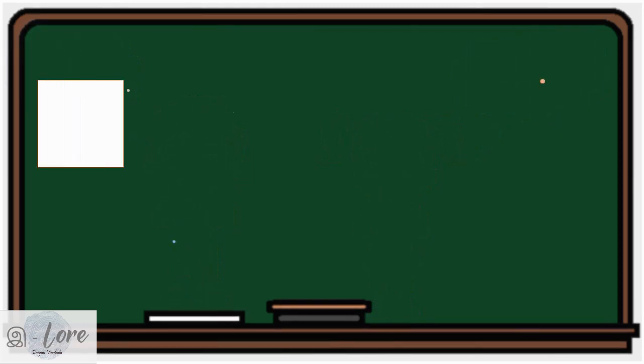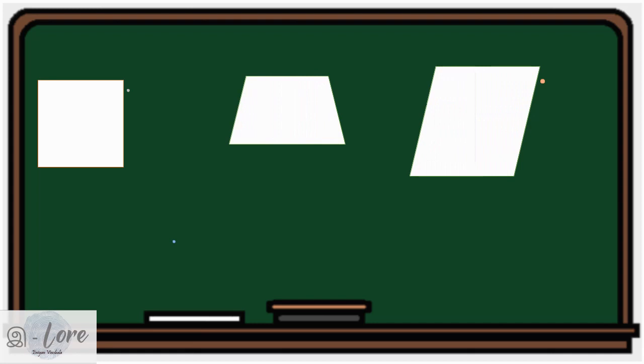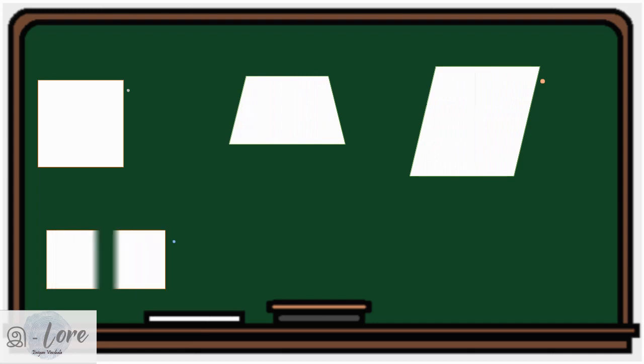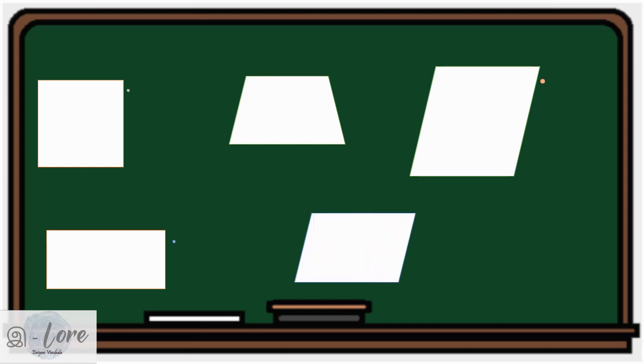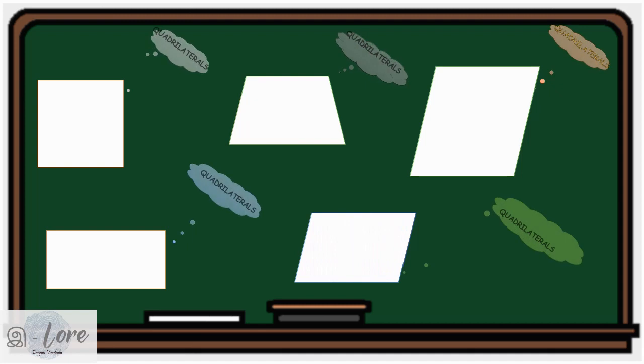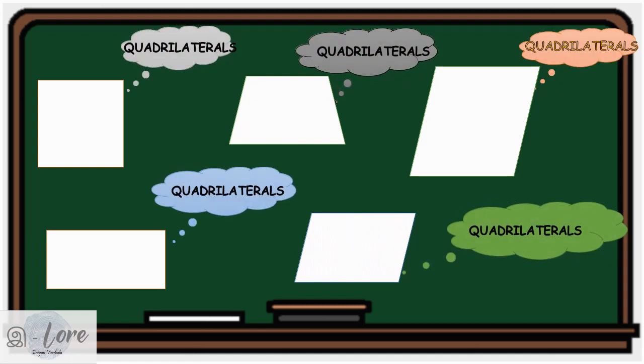The first figure is a square, it has four sides. The second figure is a trapezium, four sides. This is a parallelogram, four sides. Rectangle, four sides. This also comes under parallelogram, four sides. So given all the pictures, they come under the topic of quadrilateral, because all the figures have four sides. Yes, a four-sided polygon is called a quadrilateral.